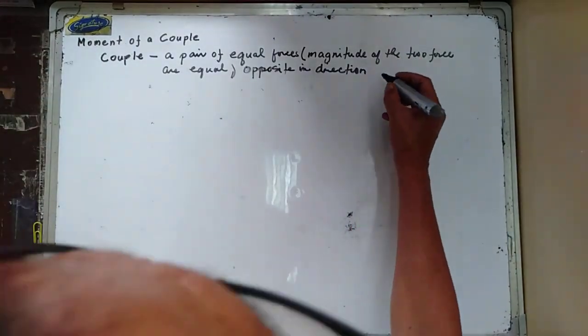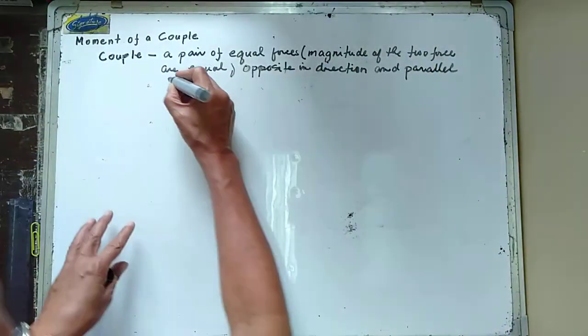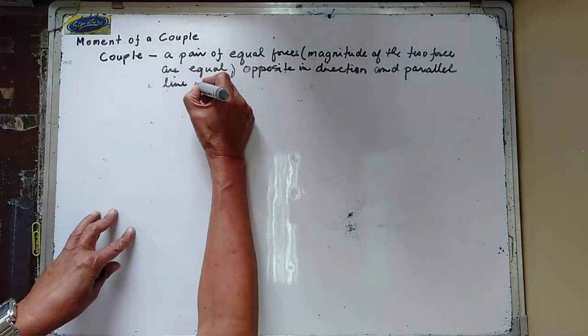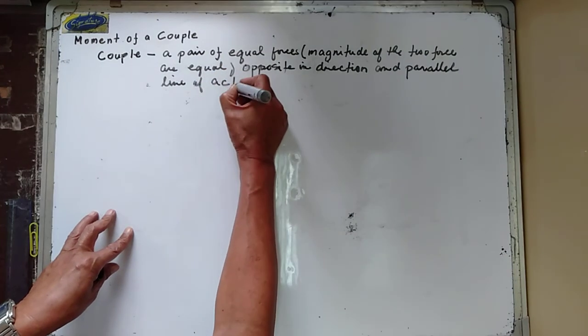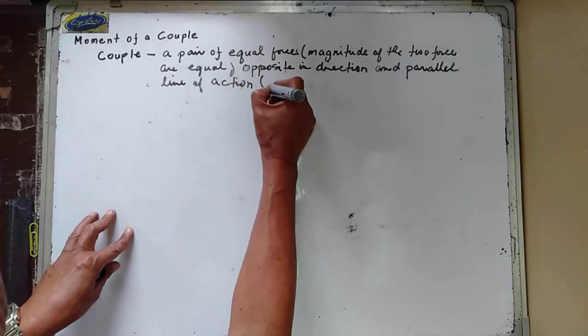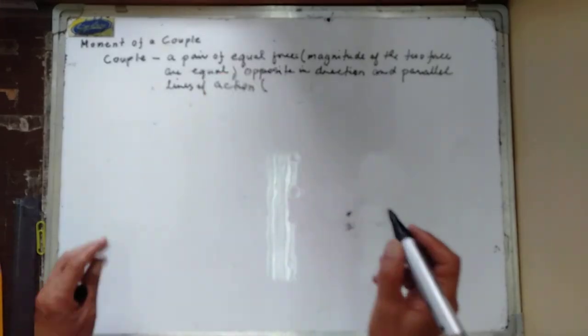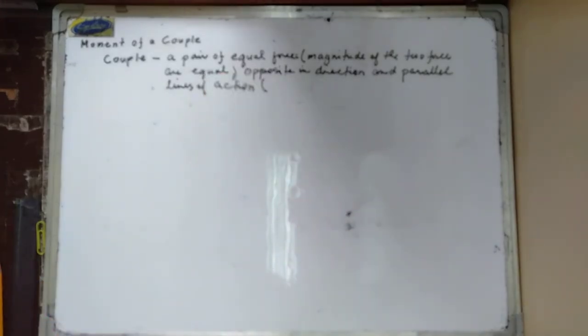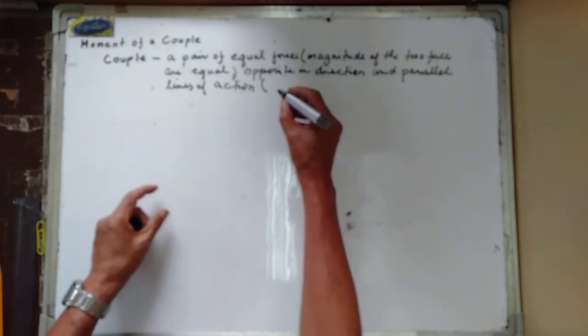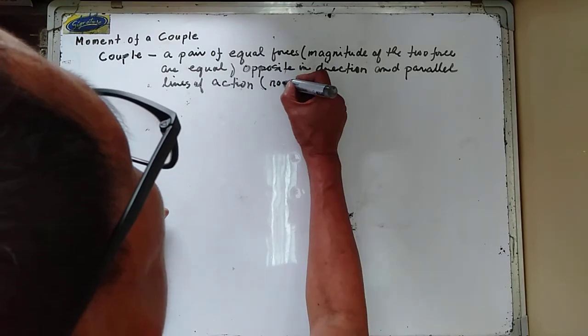And parallel lines of action. Try to take note that their lines of action are parallel. This means to say that the couple will never be collinear forces. So these are non-collinear.